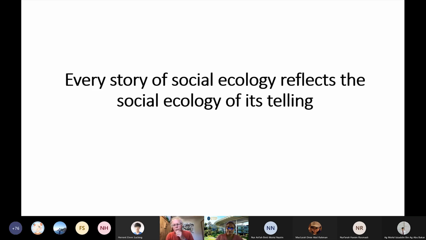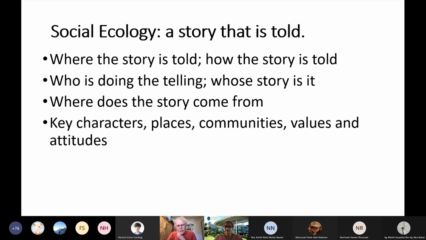So if we go on, please, Savannah. When we're looking at the story of a social ecology, why do I ask, what is your social ecology? Where is the story told? How is the story told? Who is doing this telling? Whose story is it? Where does the story come from? Key characters, places, communities, values, and attitudes reflected in the story.